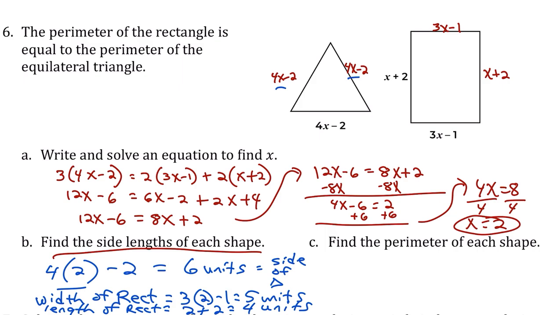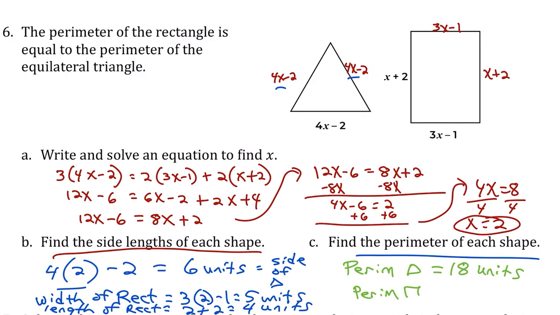Okay, now that we know that, let's try to find the perimeter for part C. So let's do first the perimeter of the triangle. And we know that the triangle sides are each 6, so the perimeter of the triangle has to be 3 times 6, or 18 units.